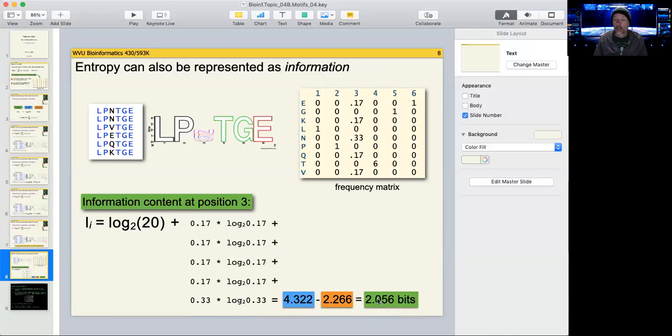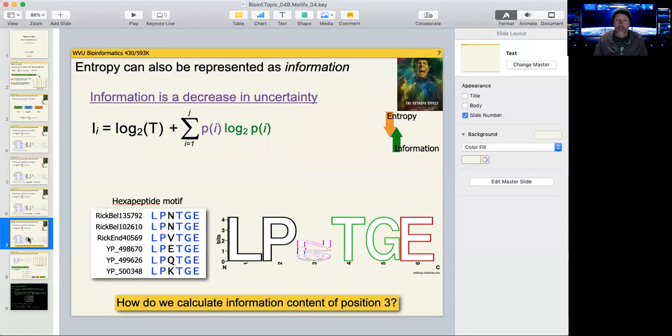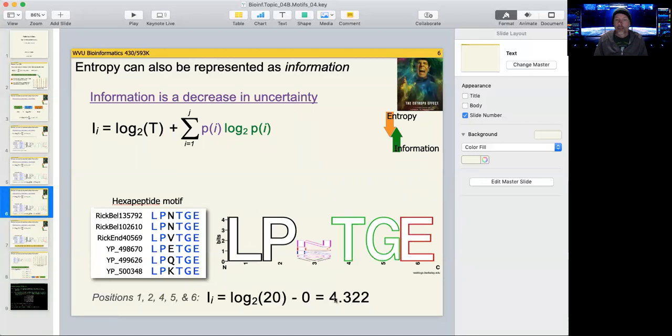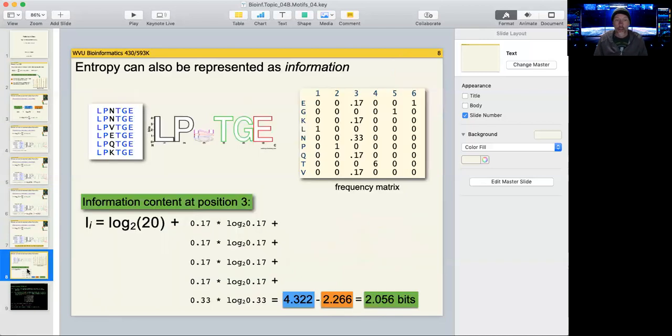Now notice, roughly 2 bits is less than the 4.3 bits at the blue positions. Intuitively, this makes sense. The blue positions are 100% conserved. We have the maximum information at those. At this third position, we have less information, more uncertainty.